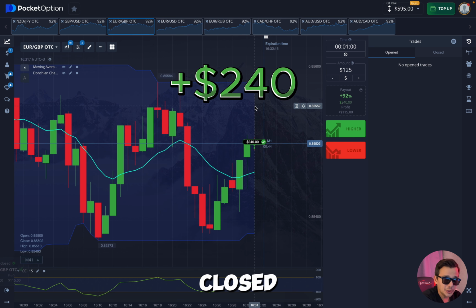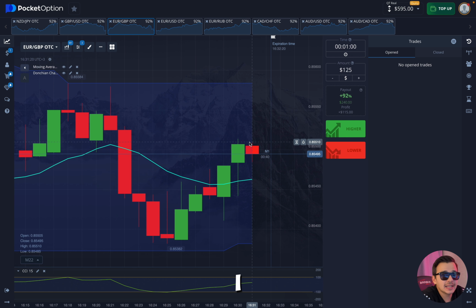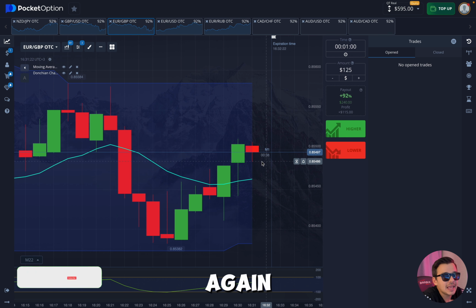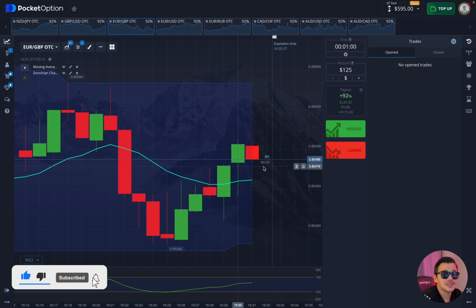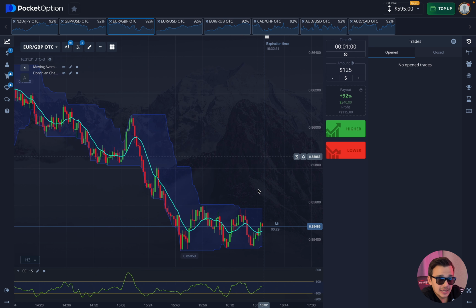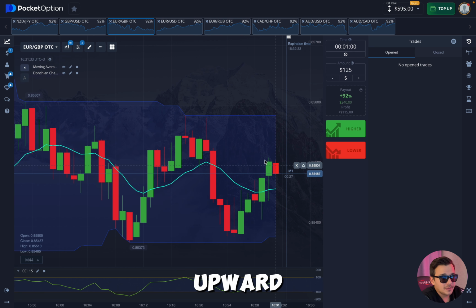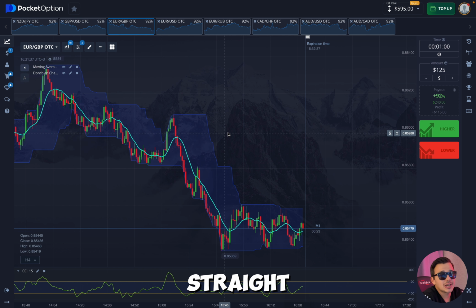And the trade is closed on the plus side. Great, I opened the trade on time. I got the timing right again, as the candle started to show a little bit of downward movement. Generally speaking, that's understandable, since we had good upward momentum before that. But nevertheless, I had already closed the trade in plus.